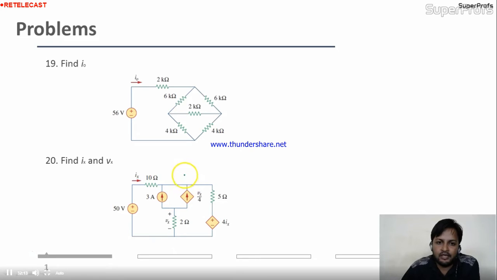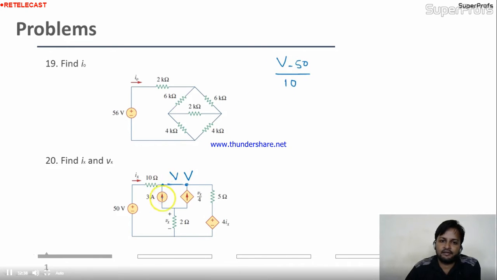We'll assume voltage V here. Okay, I assume the voltage V. Here I'll apply the nodal analysis. So I'm writing the nodal analysis at this node. Here this is the voltage V. Same. Okay. (V minus 50) divided by 10.